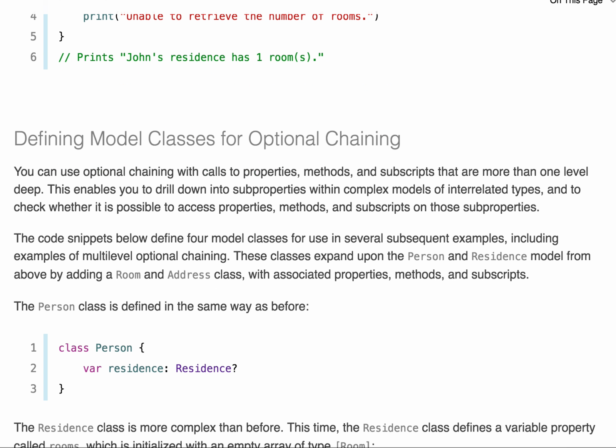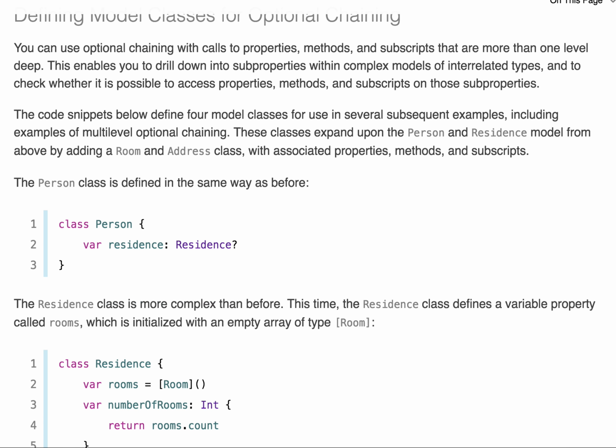Now defining the model classes for optional chaining. You can use optional chaining with calls to properties, methods, and subscripts that are more than one level deep. This enables you to drill down into subproperties within complex models of interrelated types and to check whether it's possible to access properties, methods, and subscripts of those subproperties. The code snippets below define 4 model classes for use in several subsequent examples, including examples of multi-level optional chaining.